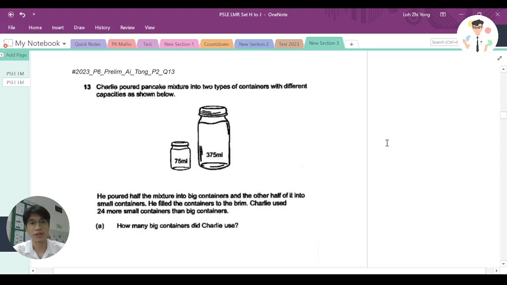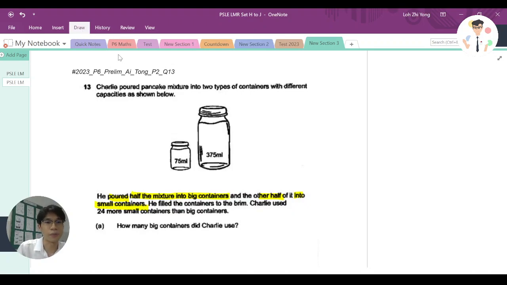Aitong paper 2, question 13. Here it says that Charlie pours pancake mixture into 2 types of containers with different capacity as shown below. So now we have 75 ml, a small container, and 375 ml, which is a bigger container. Now, here it says that he pours half the mixture into the big container and the other half into the small container.